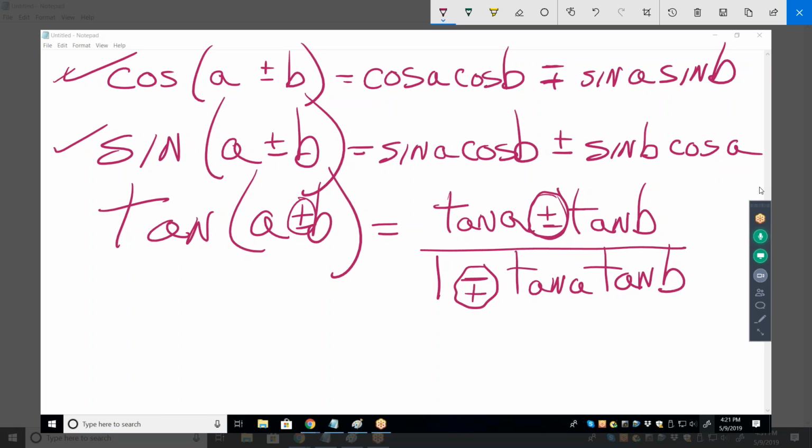I don't know. This is a hard one to memorize. This is probably one of the last ones I memorized, the tangent one. Okay? But these 3 are the next most important. So that's a total of 14.